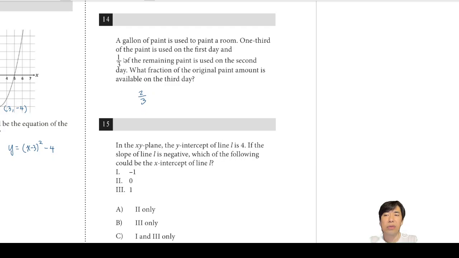And 1/3 of the remaining paint is used on the second day. So how much of this one is remaining? 2/3 again. What fraction of the original paint amount is available on the third day? So that's basically remaining stuff. That's 4/9. Okay, so that's your answer. All right, 15.